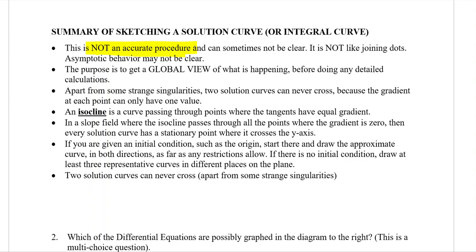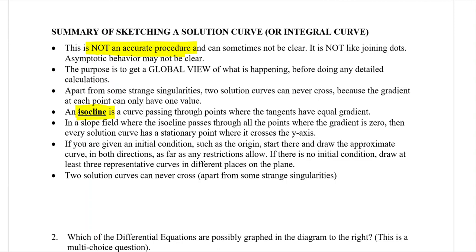The purpose is to get a global view of what is happening before doing any detailed calculations. Apart from some strange singularities, two solution curves can never cross because the gradient at each point can only have one value. So that's something to keep in mind, that they won't be crossing over. An isocline, remember that name, is a curve that passes through points where the tangents have equal gradient. And we're going to be seeing some of those in the next couple of examples.